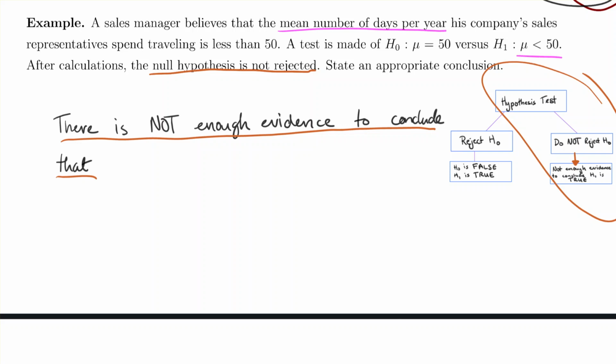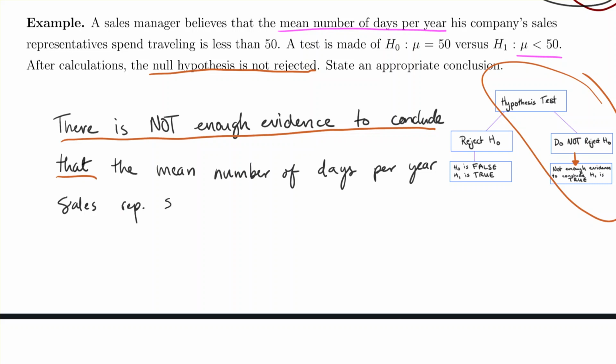So we write that out, that the mean number of days per year sales representatives spent traveling is less than 50.